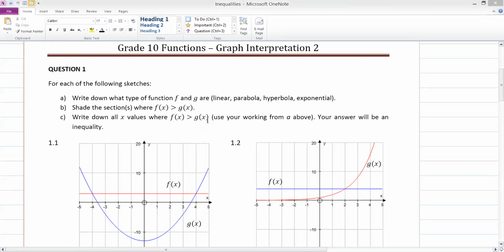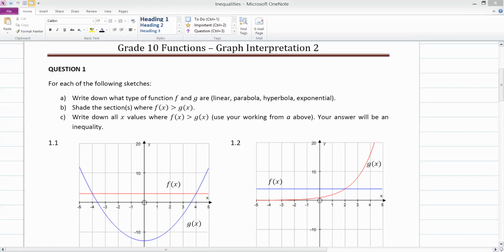So today we're going to be dealing with inequalities. And these inequalities, we do them all the way up to grade 12, right? So this is your foundation, and we need to make sure that you fully understand everything related to this topic, okay? So for each of the following sketches, write down what type of function f and g are.